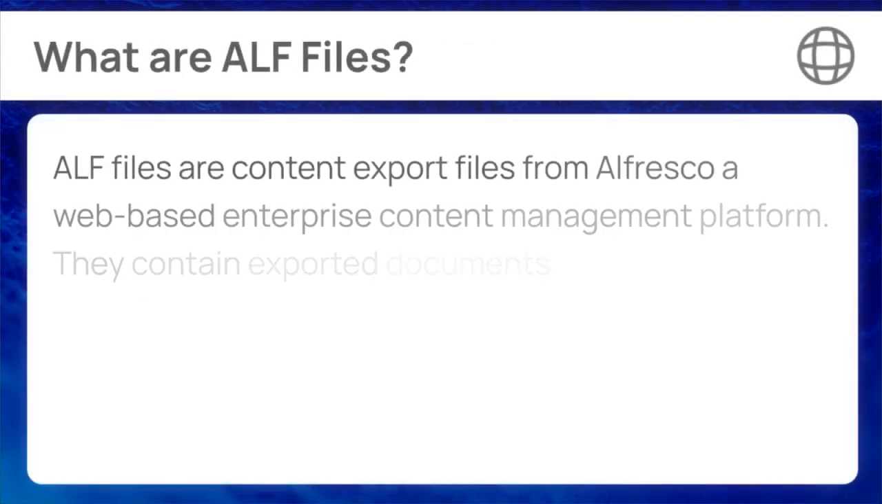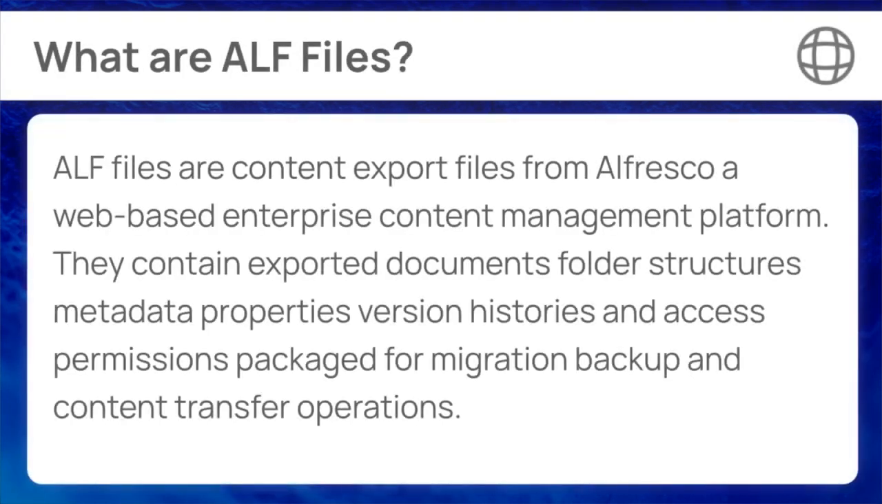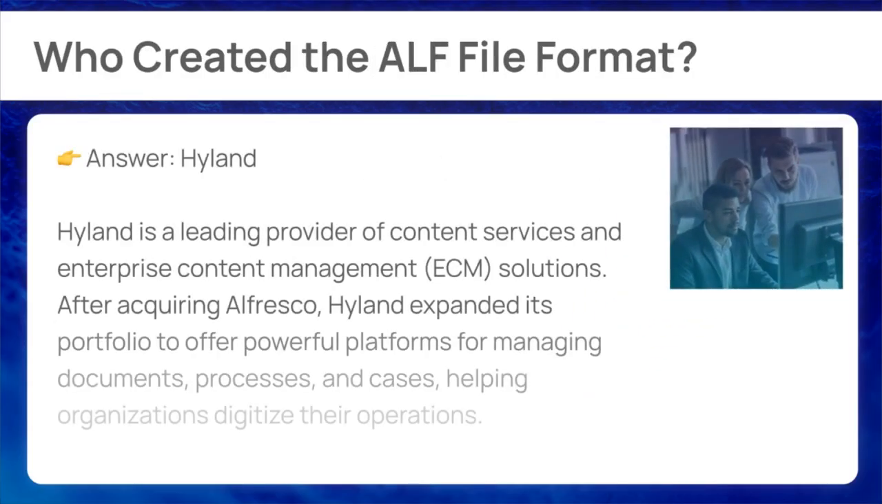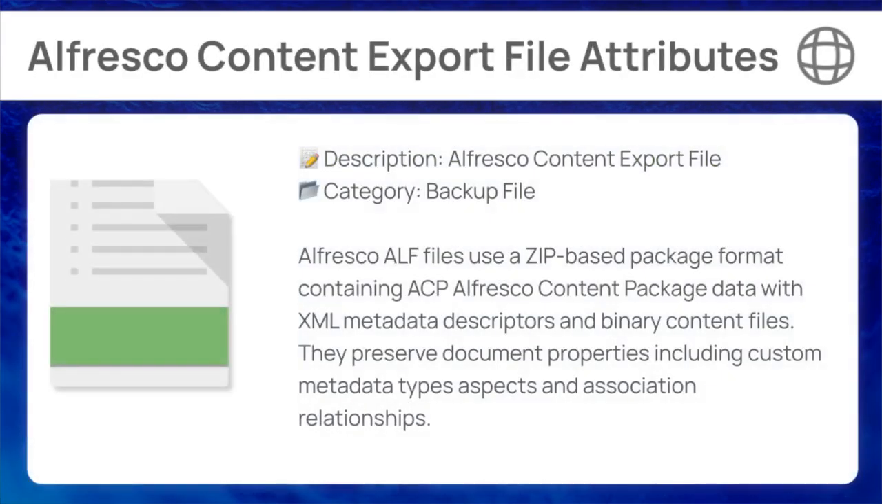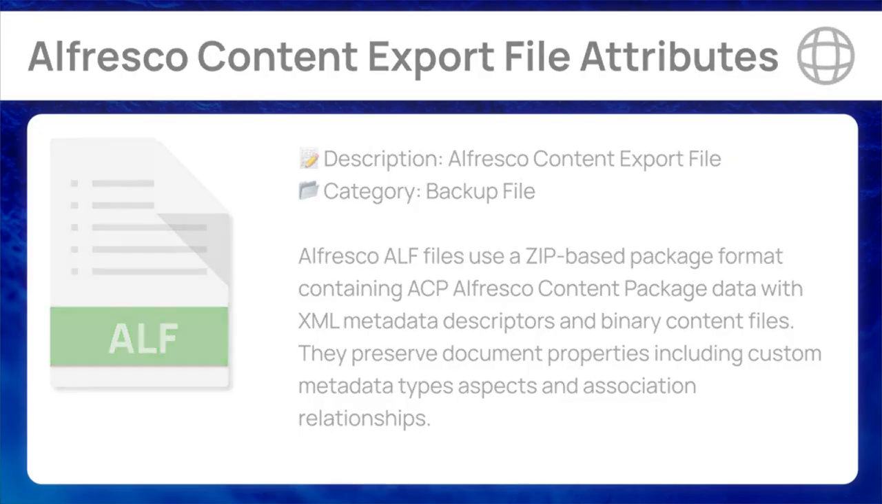ALF files are content export files from Alfresco, a web-based enterprise content management platform. They contain exported documents, folder structures, metadata properties, version histories, and access permissions packaged for migration, backup, and content transfer operations. Alfresco ALF files use a zip-based package format containing ACP, Alfresco Content Package, data with XML metadata descriptors and binary content files. They preserve document properties including custom metadata types, aspects, and association relationships.